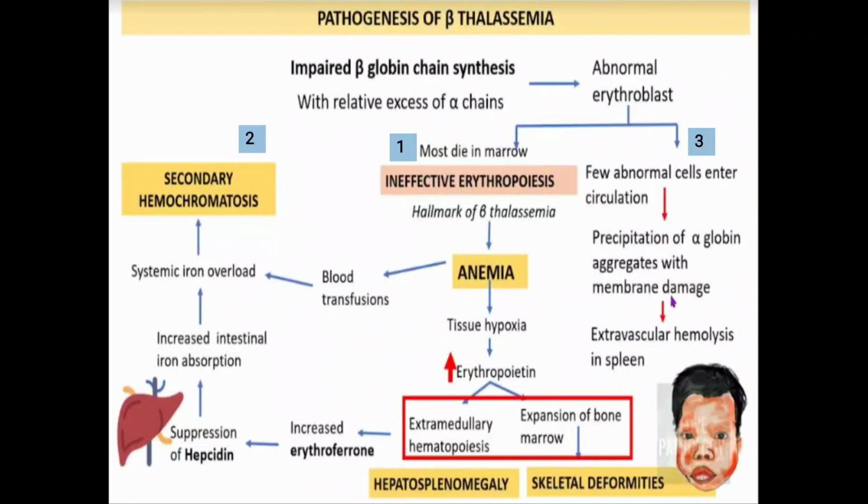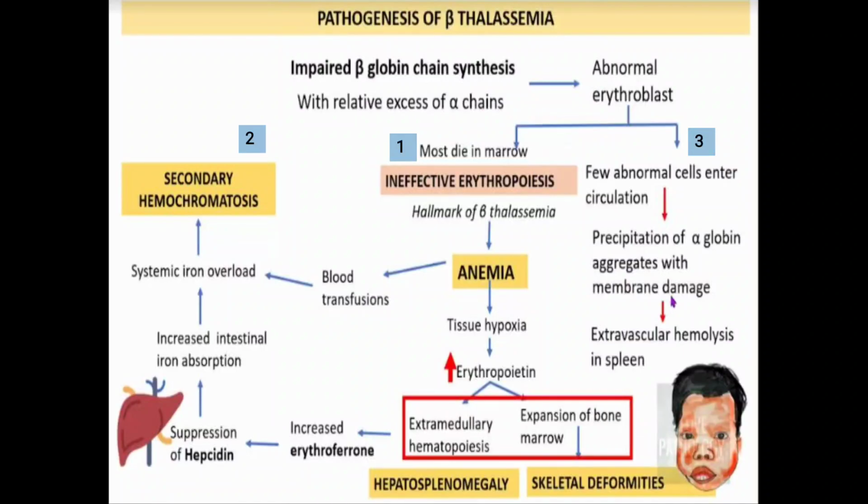An RBC is usually formed from a pluripotent stem cell. From there it develops into a proerythroblast, then it develops into early, intermediate, late normoblast, then it develops into reticulocyte, then develops into an adult RBC. So here, due to abnormal erythroblasts, there is ineffective erythropoiesis. Normal RBCs are not formed. So that leads to anemia.